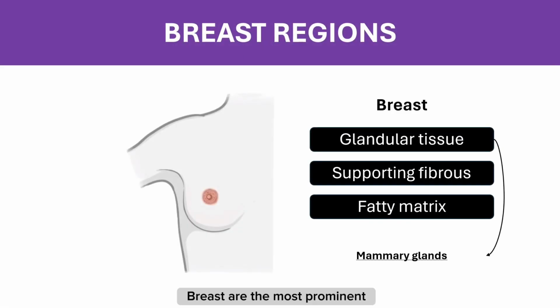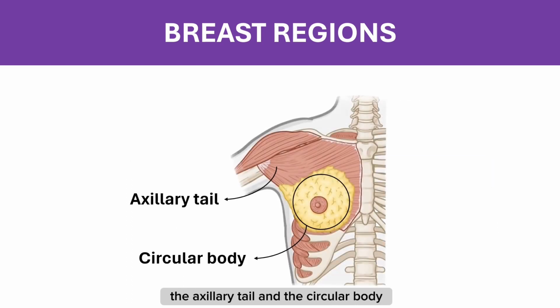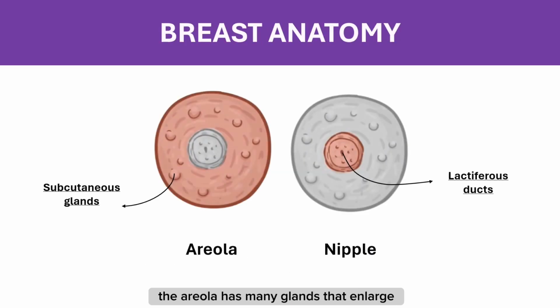Breasts are the most prominent superficial structure in the anterior thoracic wall, consisting of glandular tissue, supporting fibers, and fatty matrix. Each breast has two regions, the axillary tail and the circular body. The areola has many glands that enlarge during pregnancy, producing an oily lubricant for the nipple. Nipples located at the center of the areola lack fat, hair, and sweat glands.